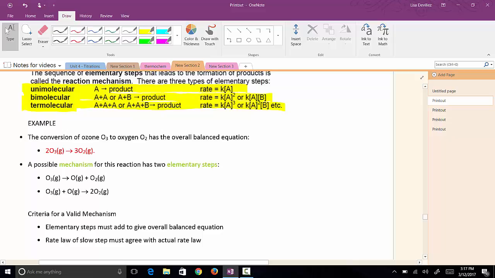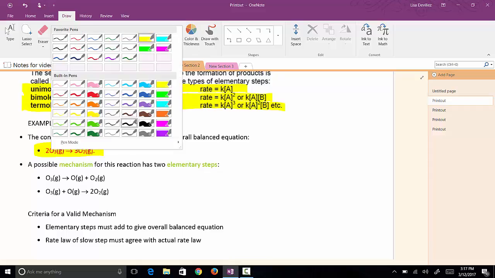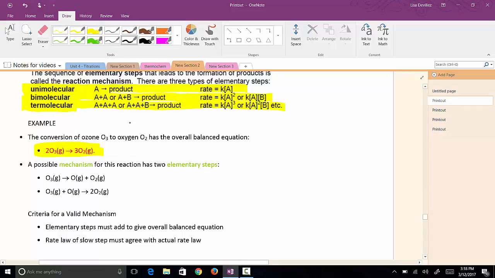And in similar fashion, you would get the rate law for the termolecular elementary step. So if we look here, here's our overall balanced equation for ozone. And we're given a possible mechanism. It has two elementary steps in the possible mechanism.